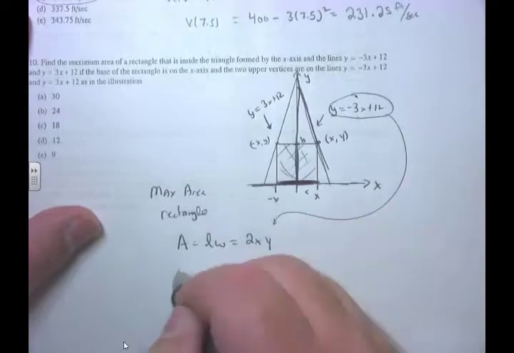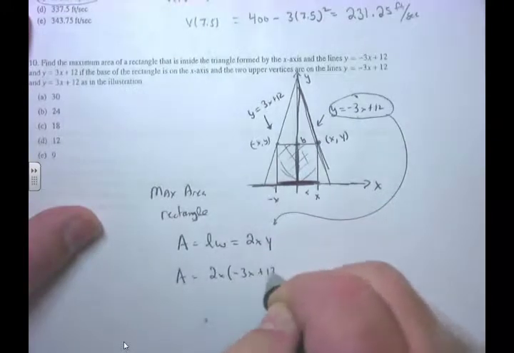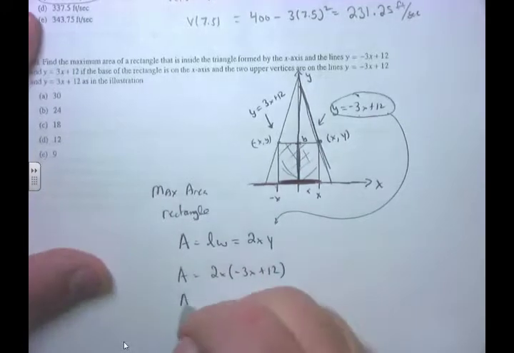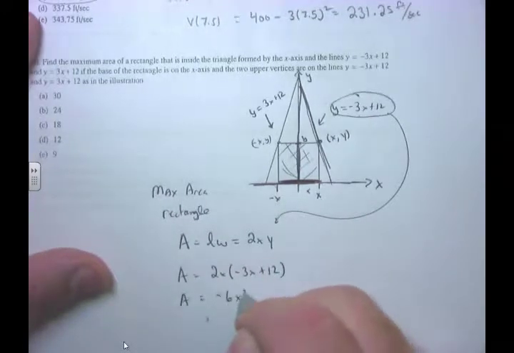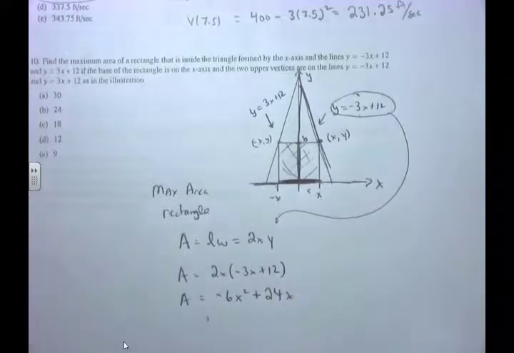So I'm going to plug that in right in here. So area would be equal to 2x times negative 3x plus 12. Let's clean them up. Area equals negative 6x squared plus 24x. Agreed? I finally got my objective equation in terms of one variable. What am I going to do now?